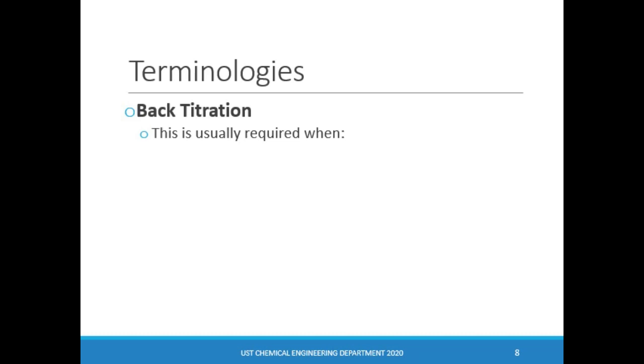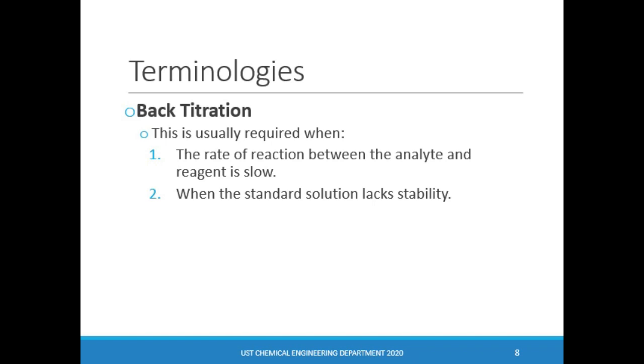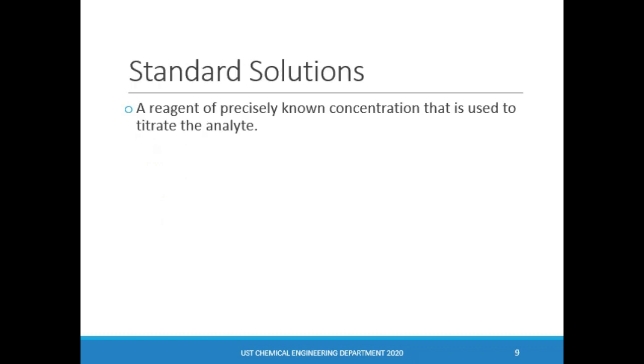Back titration is usually done when the reaction is too slow or when the titrant is unstable, for example, ammonia, which is volatile, or if the endpoint is difficult to observe, which is the case for weak acid, weak base titration reactions. Now we go to standard solutions.